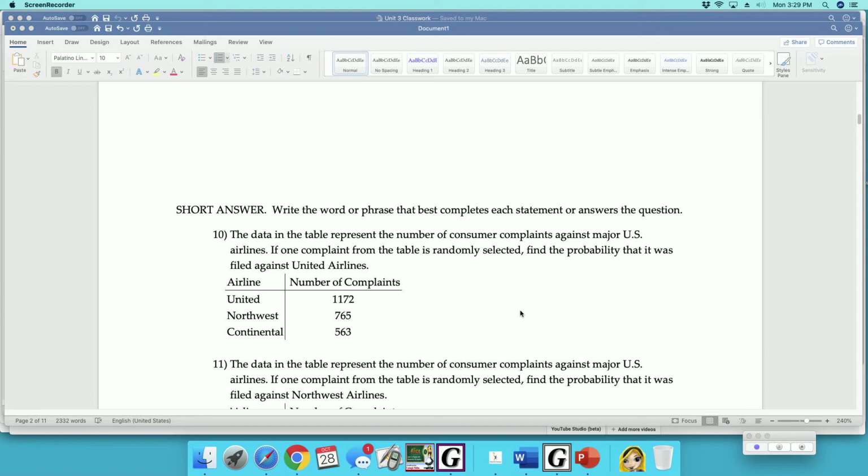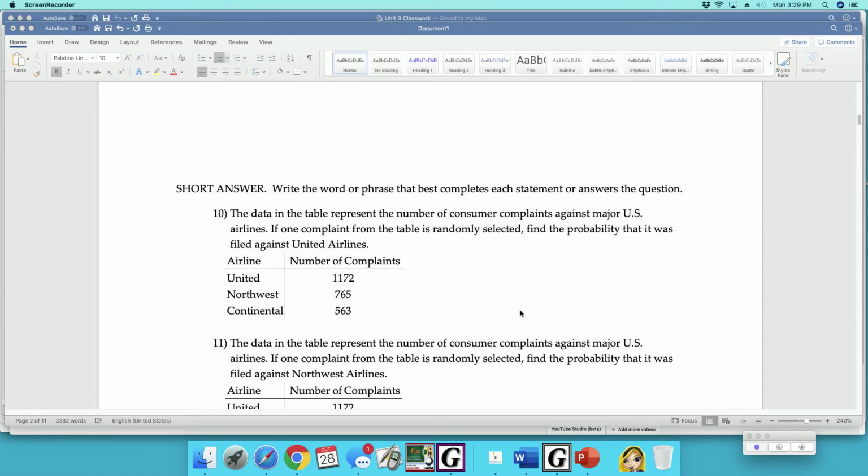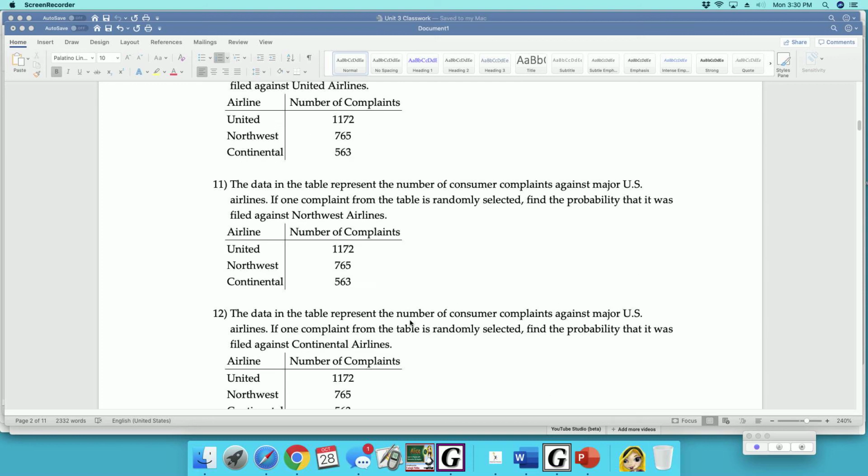Short answer. The data in the table represents the number of consumer complaints against major U.S. airlines. If one complaint from the table is randomly selected, find the probability that it was filed against United Airlines. All right, United, there were 1,172 complaints. So this is the probability of a complaint over the total. You would take these three quantities, add them up, and it would be 1,172 divided by this total. You do the same for all of these.